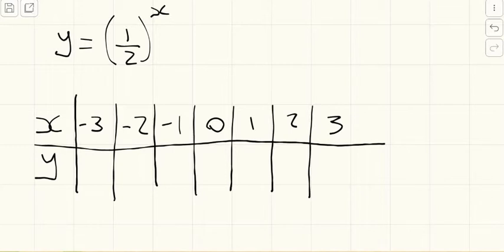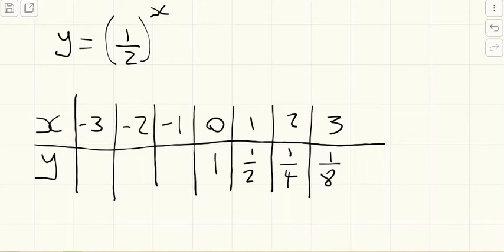So, if x were equal to 3, then y would be a half to the power of 3, which is an eighth. If x were equal to 2, then y would be a half to the power of 2, which is a quarter. If x were equal to 1, then y would be a half to the power of 1, which is a half. If it's 0, then you get 1.